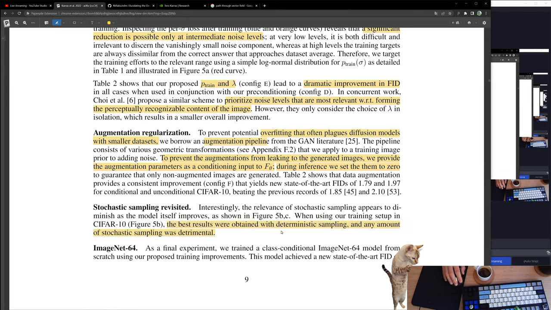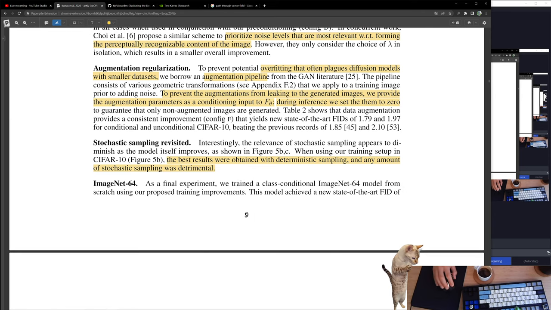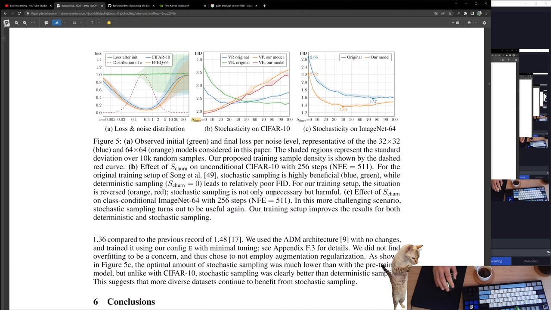So this is interesting, at least they're able to admit that the stochastic sampling seems like it's actually detrimental. You're better off with just the deterministic sampling. And that's on CIFAR-10 too, so I imagine that as the images get bigger and you're taking more steps, it actually works out fine. More diverse datasets. Okay, so maybe not. Maybe if you do have bigger, more complicated datasets, you do want the stochastic sampling.